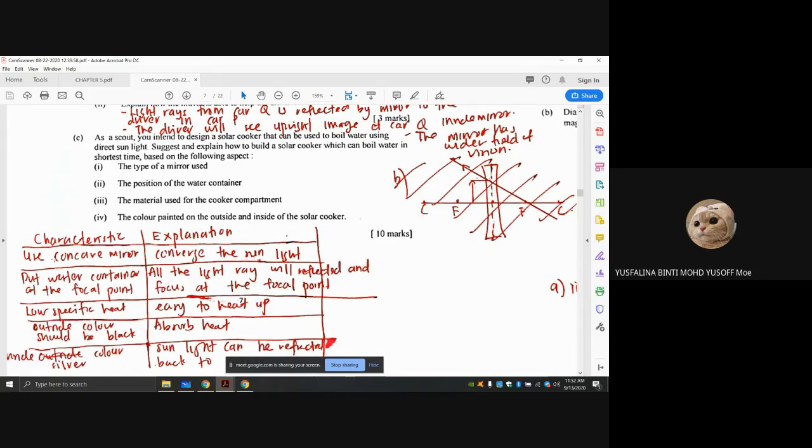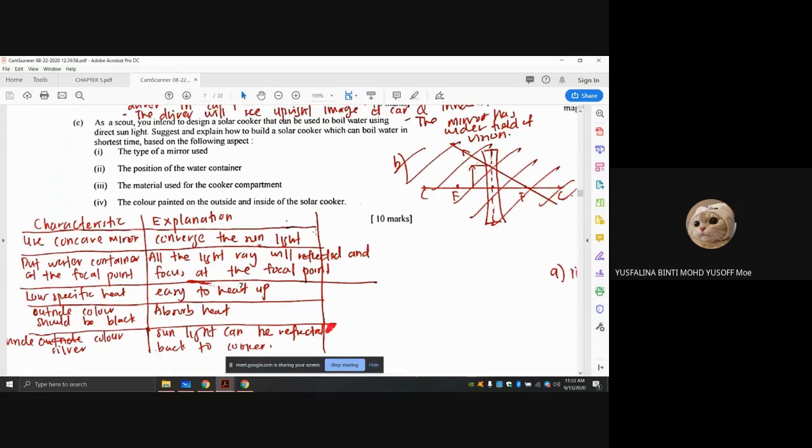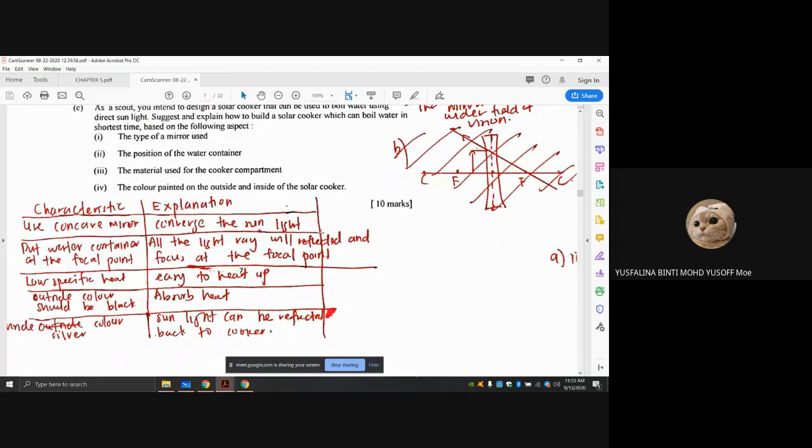And then the next one is the color painted on the outside and the inside. The outside should be black, so it can absorb heat. But the inside should be silver or a bright color, so the sun can be reflected back to the hookah. So this is how you design a solar hookah.